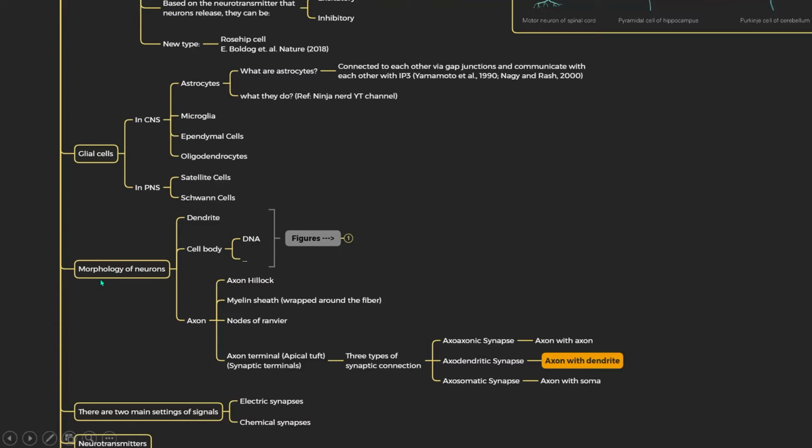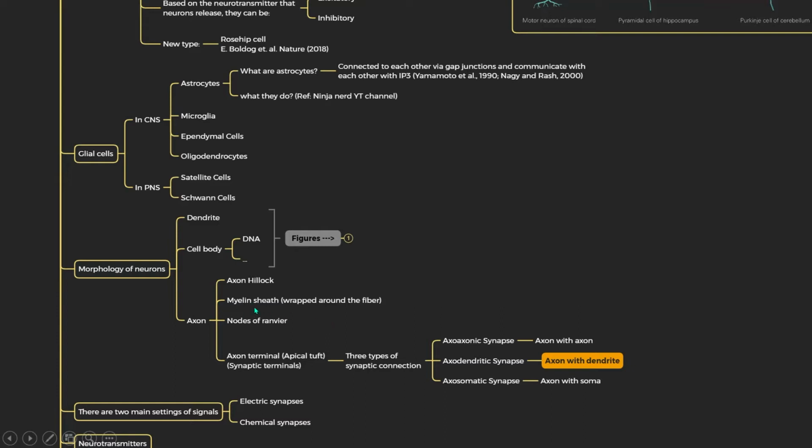So we have the morphology of neurons. They have dendrites, a cell body, and we have an axon. The axon has different parts. The axon hillock is the opening part of the axon. Again, I will add more figures for these parts, but just know about them right now.